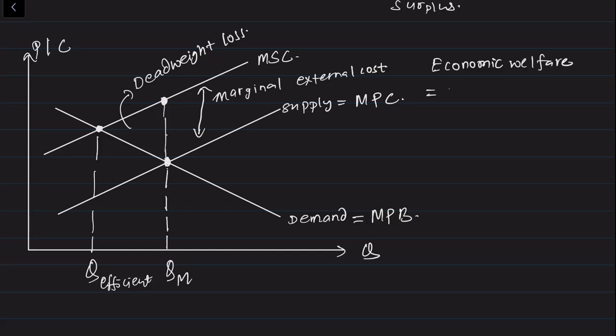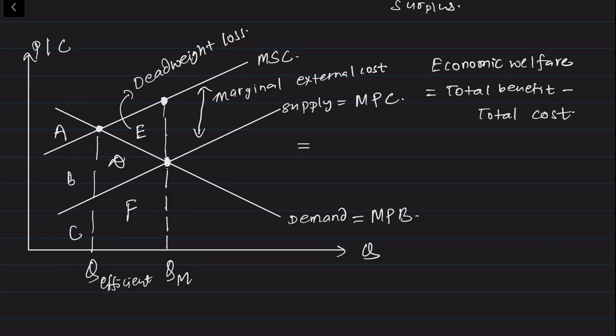So economic welfare is simply total benefit minus total cost. Now let me name the areas. So suppose this is A, B, C, D, E, and this is F. Now what is total benefit? We are calculating the economic welfare at the market equilibrium quantity.